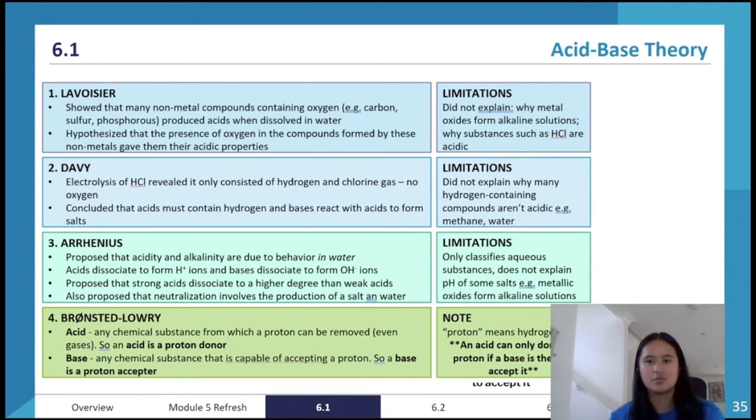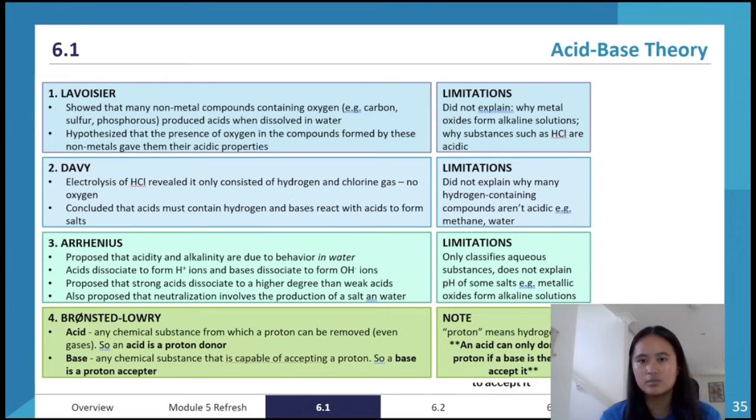But obviously it's still theory, and theory kind of sucks to memorize. But if you understand it, you don't need to memorize it because it's all just embedded in your head. But first theory is Lavoisier. I don't know if I'm saying that correctly. Doesn't matter. But it just showed that lots of non-metal compounds and oxygen produce acids when dissolved in water. So carbon dioxide, when dissolved in water, produced an acid. And the hypothesis then was that the oxygen is what's causing the compounds to become acidic in water.